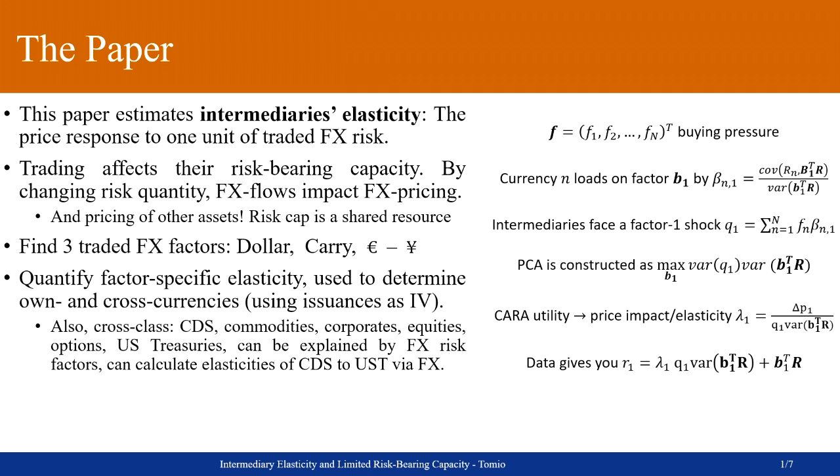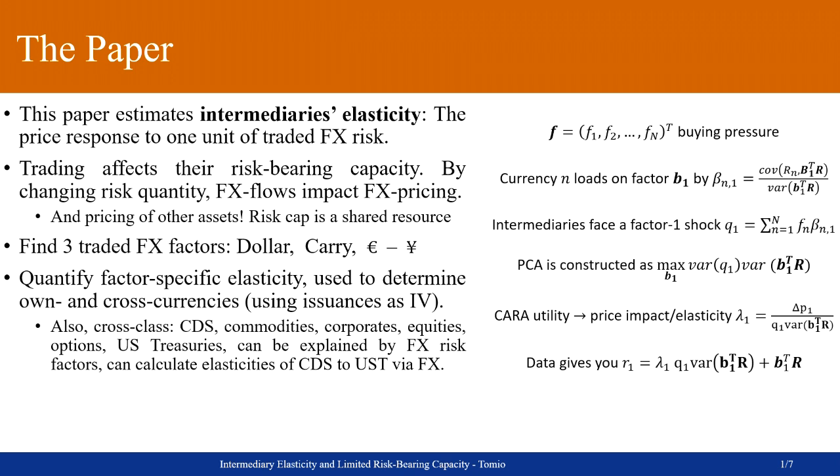Once they have calculated this amount, they calculate, okay, for one extra unit of risk that these intermediaries are willing to take on, for one factor of FX, how much are they going to change the price that they quote on this specific factor? Okay, that's really the elasticity, the lambda there at the last but one row in the formulas on the right-hand side.